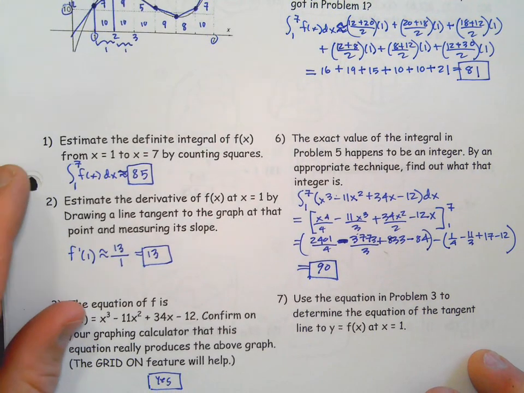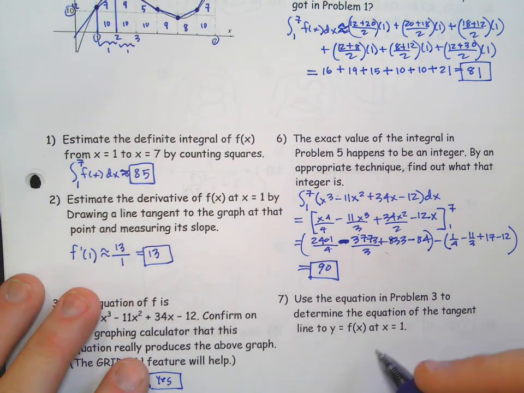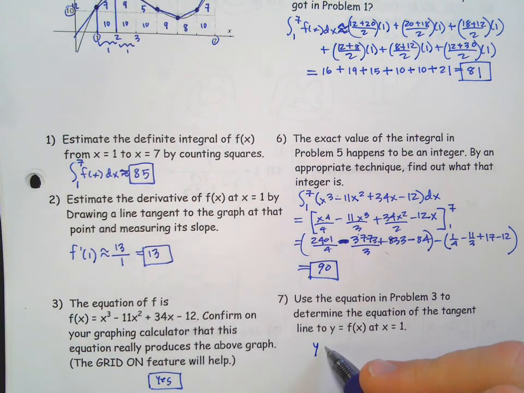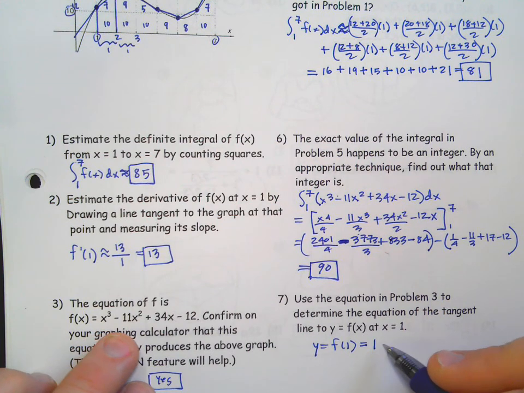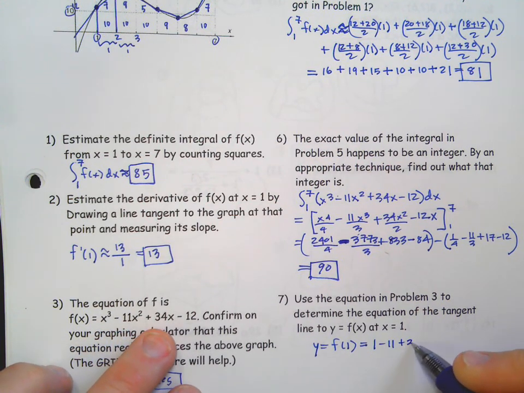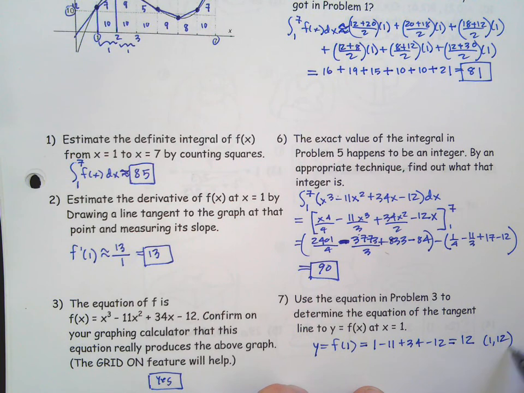All right. Number 7, use equation problem 3 to determine the equation of the tangent line. Okay, so you need two things for the equation of a tangent line. You need the xy pair. So f of 1 is 1 minus 11 plus 34 minus 12, which is 12. So your xy pair is 1 comma 12.